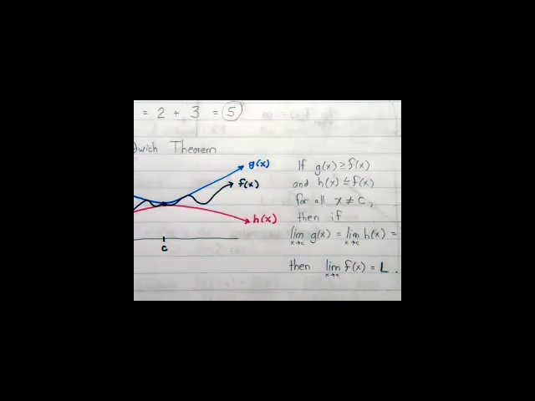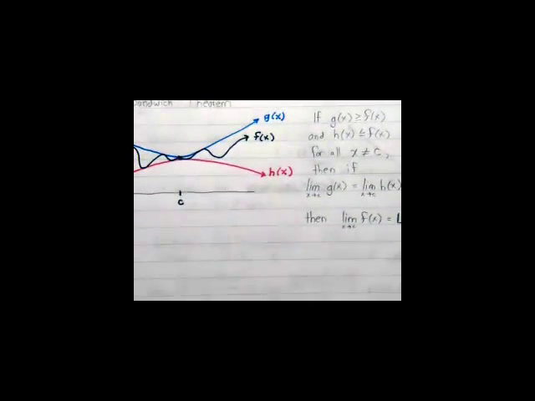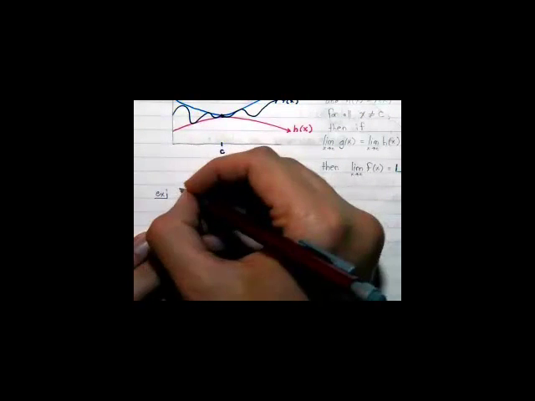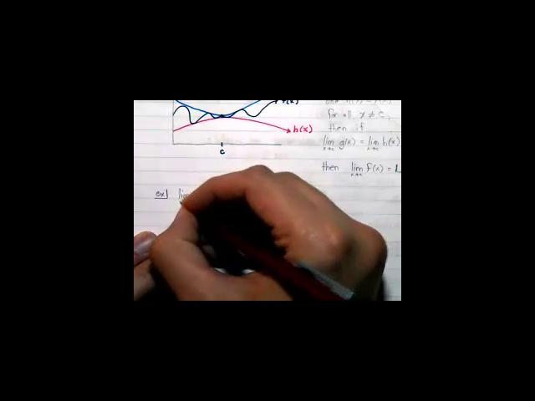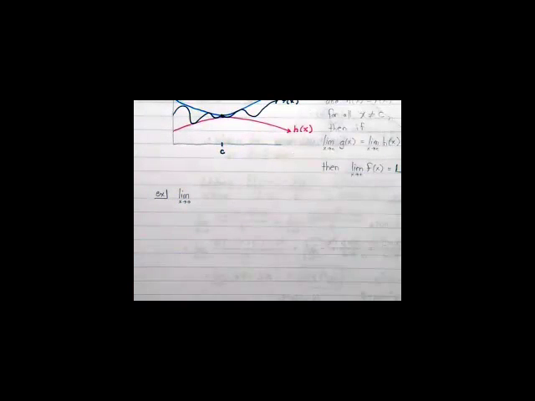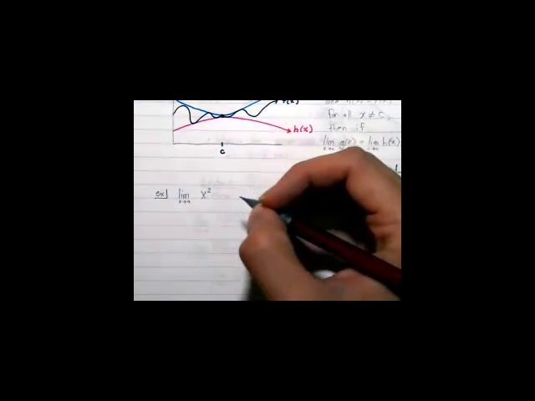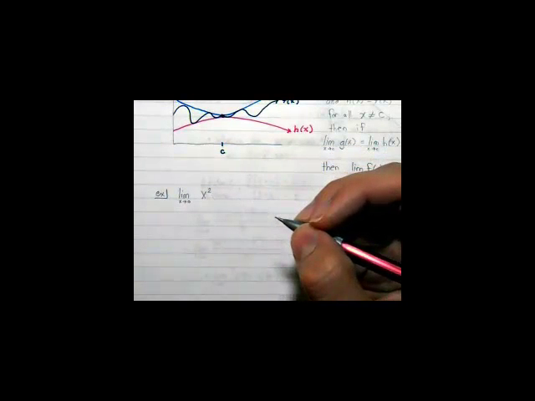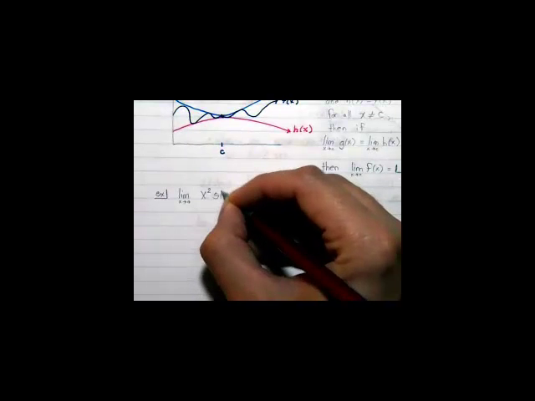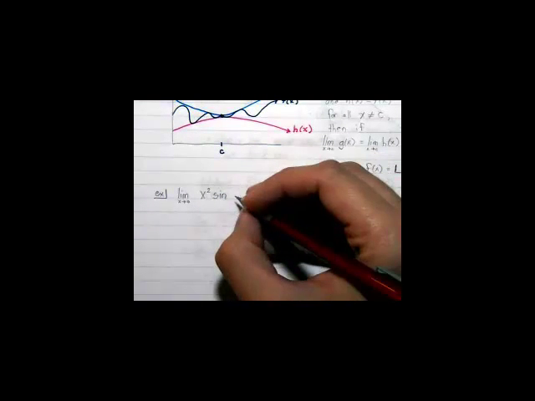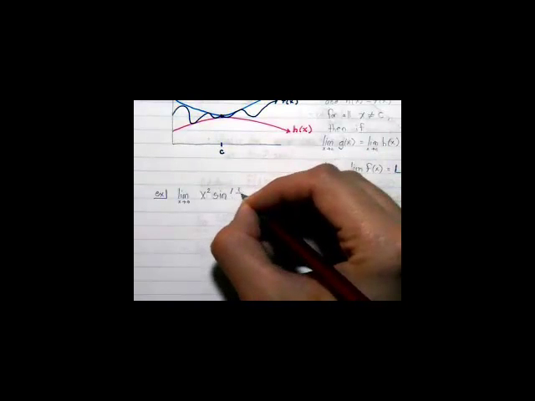Okay, so let's use it once. Show you how it works. Alright. This will be where we finish up today. So let's find the limit as x approaches 0 of x squared sine of 1 over x.